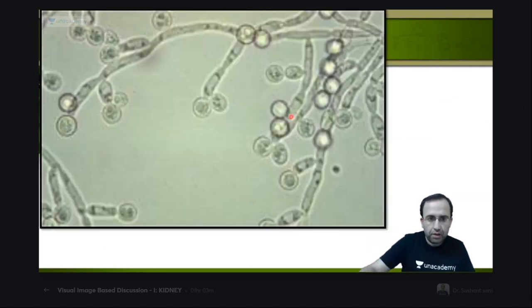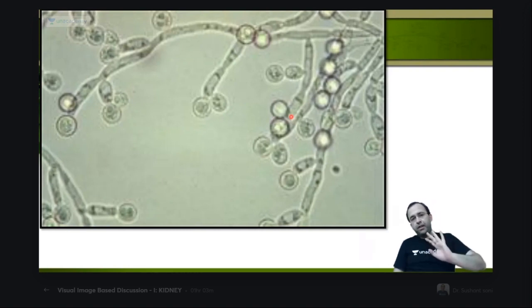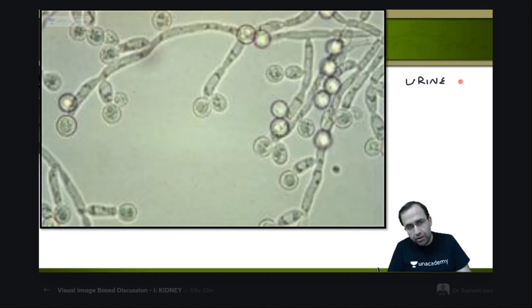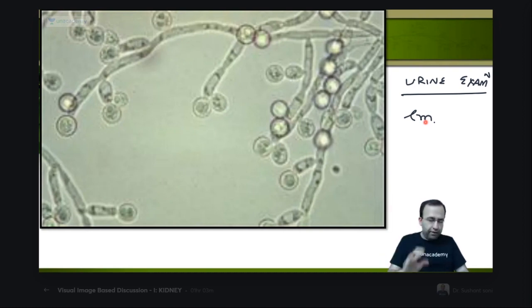Next point. This is easy. With the urine examination again, I want all of you to tell me this. Urine examination, light microscopy, showing this diagnosis. I want everybody to type it in the chat box. This is very easy.